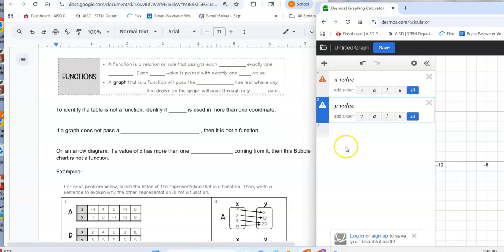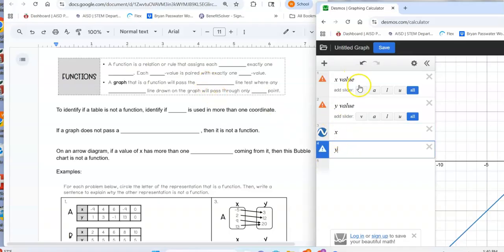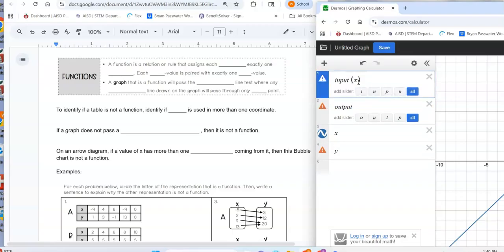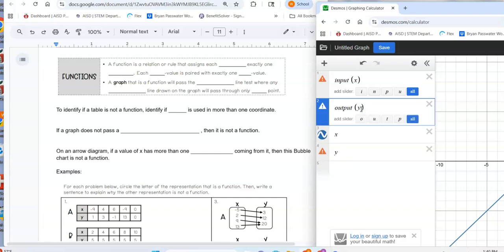Each x value is paired with one y value. Maybe instead of x value, y value, that should say input. Instead of the x value, that should say inputs, because input is x, and output is y. Really, input is x, output is y. So this would be each input has exactly one output: each x value is paired with one y value.